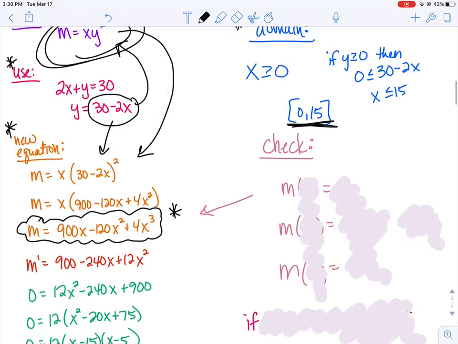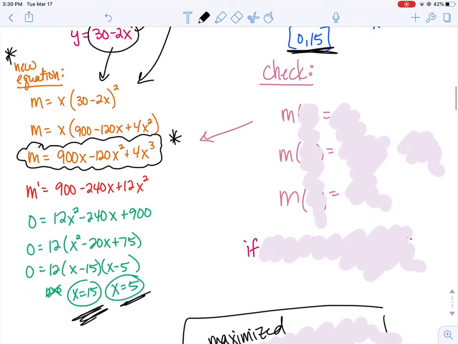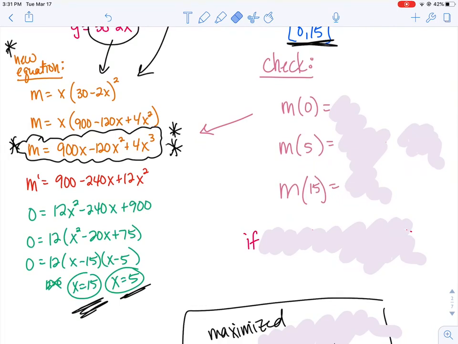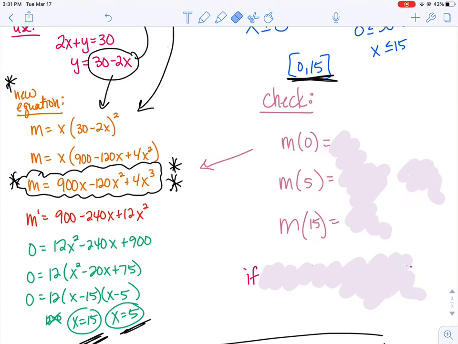I've got my critical numbers, 15 and 5, and now I've got my endpoints, 0 and 15. And in order to find our absolute maximum, we want to take those critical numbers and my endpoints, and remember, plug them into my original. In this problem, our original is the one that we're trying to find the maximum or minimum of. I'm going to use this black circled equation. So let's take our critical numbers, 15 and 5, and our 2 endpoints, which is 0 and happens to be 15 again, and plug them into our original.